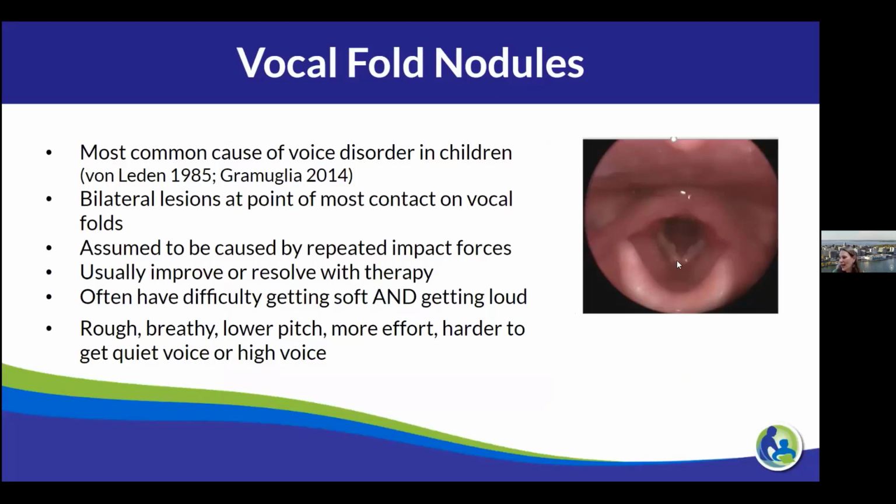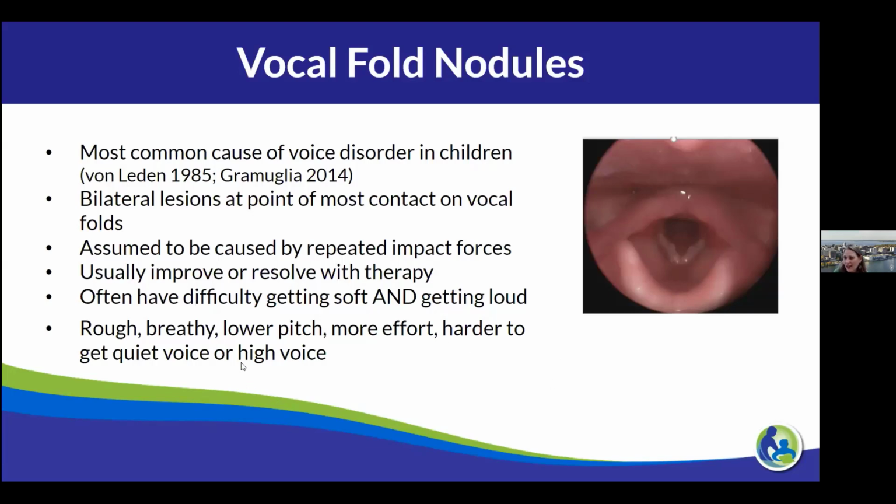Okay, so they kind of look like this. They're little bumps that look like calluses, and they're usually pretty symmetrical. They sort of match. It's right where the vocal folds hit. We assume that they're caused by repeated impact forces. So this is the classic heavy voice user, vocally exuberant student, maybe yells a lot, fairly extroverted, outgoing, sometimes some impulse control challenges.